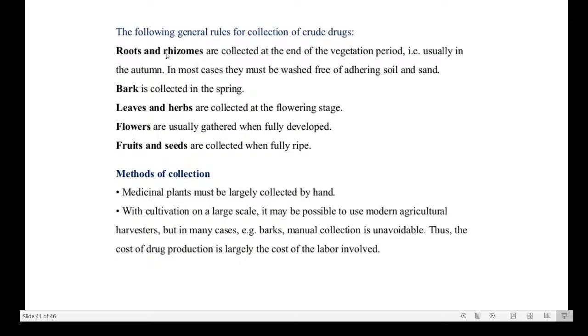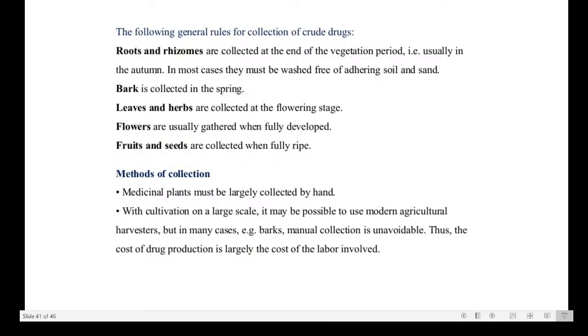How can we collect? One main thing is, if you are collecting a root, we need to collect it at the end of the vegetation period. After the vegetation process, the plant becomes mature. Don't take any plant at the immature stage, because if you take it at an immature stage, it will have less medicinal property.